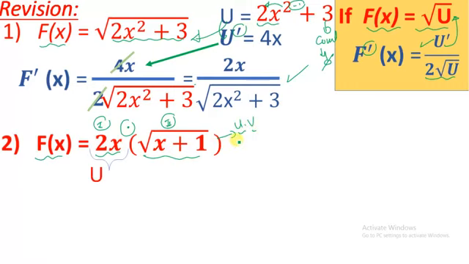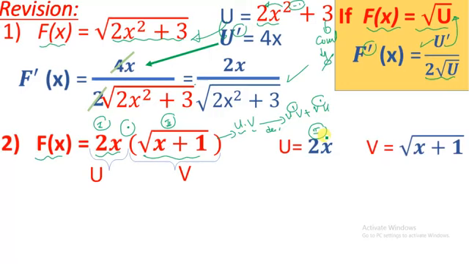U is the first function, which is 2x. And v is the second function, which is radical x plus 1. So in this case, if you remember the rule of derivative is u prime v plus v prime u. So we will find u prime and v prime. So u equals the first function, which is 2x. V equals the second function, which is radical x plus 1. We have to find u prime and v prime.